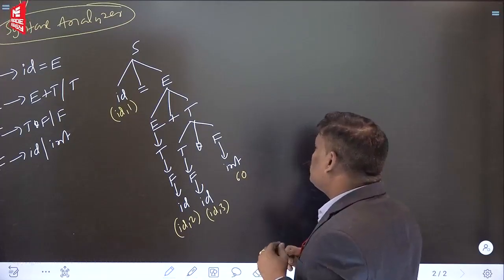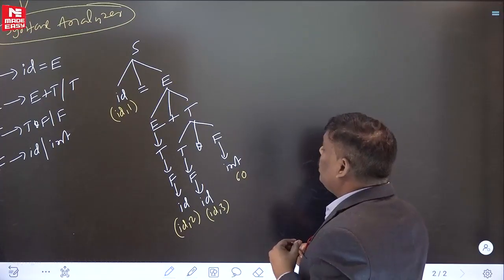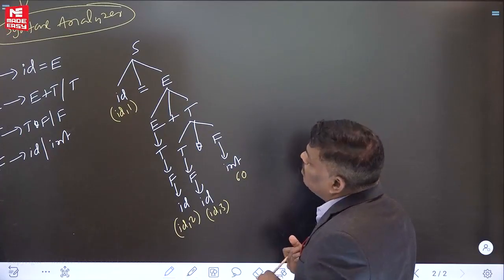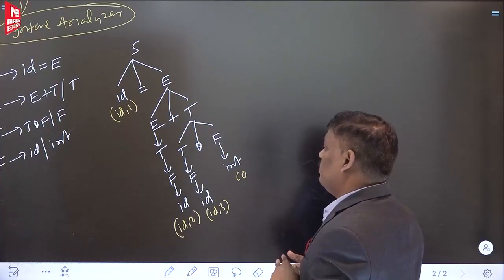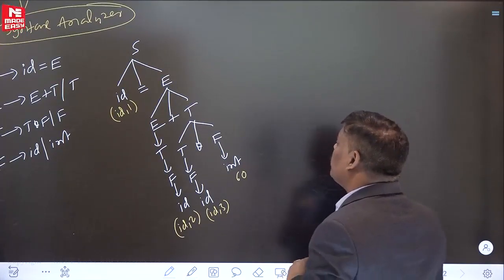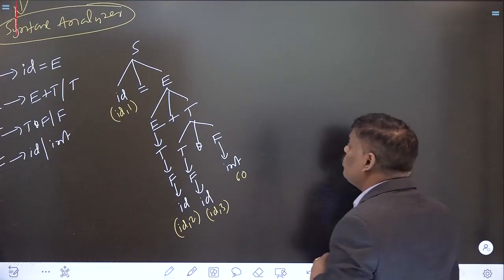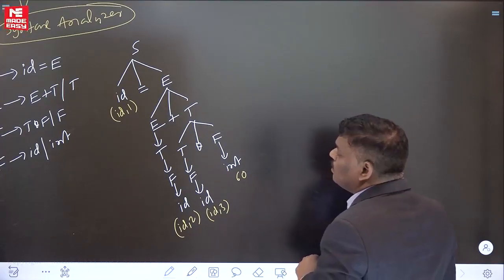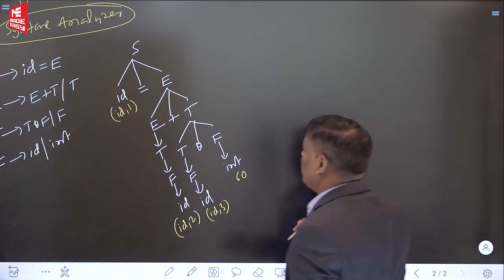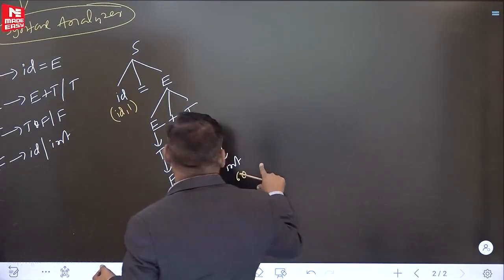Syntax analyzer, output, syntax tree. Input actually required: string is also required and grammar also. The built-in grammar is already available. With that, can I generate that particular token string or not? If possible, syntax error is not there. Otherwise, syntax error is there. Please be careful. Now, I am thinking that you are a little bit okay.